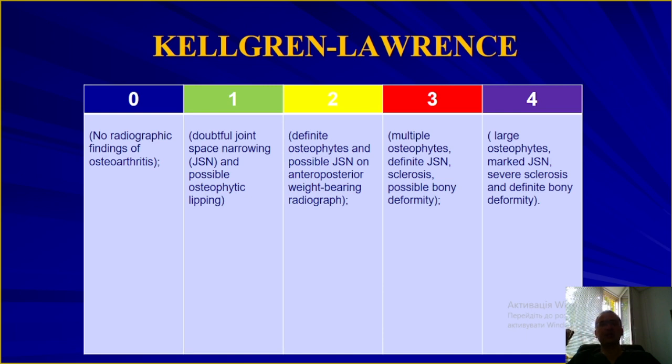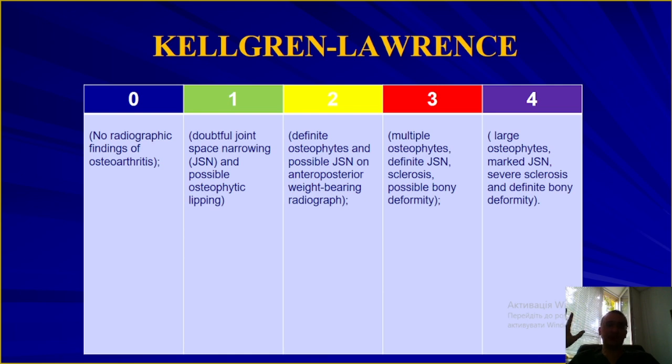The second stage is defined osteophytes. They are small bony formations which appear at the margin between the cartilage and the bone. Where the cartilage is attaching to the bones, small osteophytes are appearing. They can be easily determined on X-ray. And of course, in the second stage, the joint space is losing its thickness.